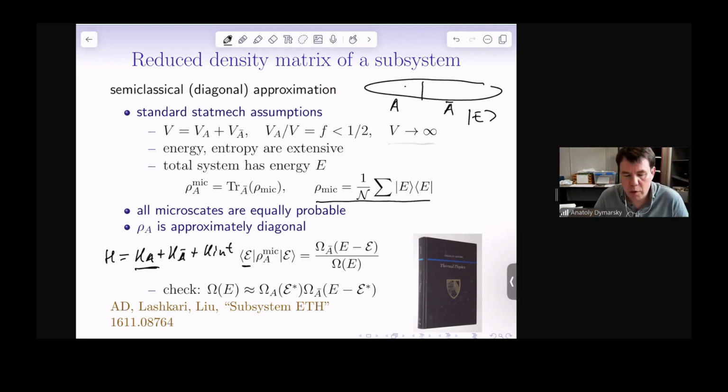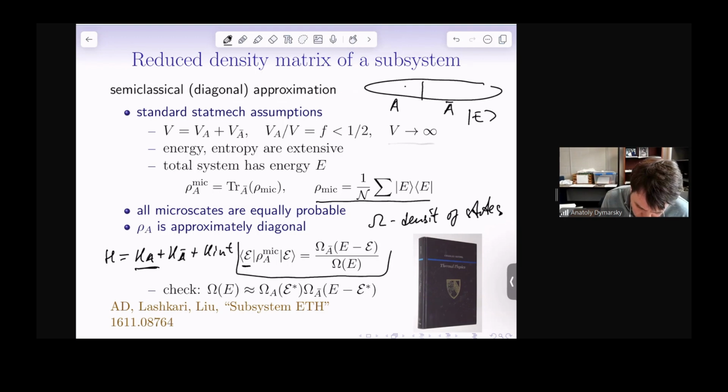And then I want to ask, what is the probability to find my subsystem A in a particular eigenstate? And the formula is very simple. It is proportional to the number of microstates of the complement. So omega is the density of states. Okay, so as a result, I have this nice formula, which is completely semi-classical, and it tells me that if my full system is in the microcanonical ensemble, the probability to find the subsystem in a particular microstate is proportional to the density of states of its complement.